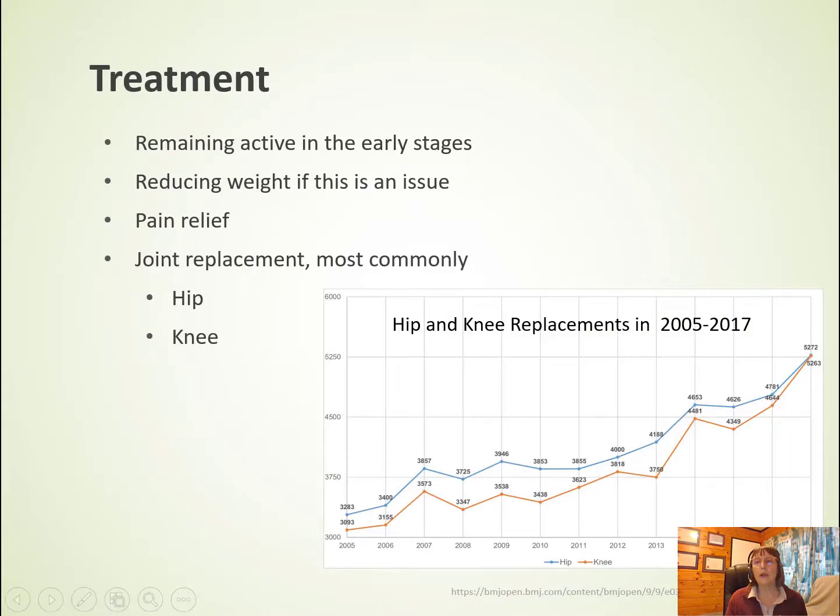In the early stages of osteoarthritis, the recommendation is to keep moving and reduce weight, and pain relief is one of the most common modes of treatment, as well as other therapies for reducing pain. But with the progression of the disease, as you can see here, hip replacements in blue and knee replacements in orange have become more common. And this graph shows the number of replacements done between 2005 and 2017. So this also reflects some of the aging population, that as people age, these surgeries are more common.